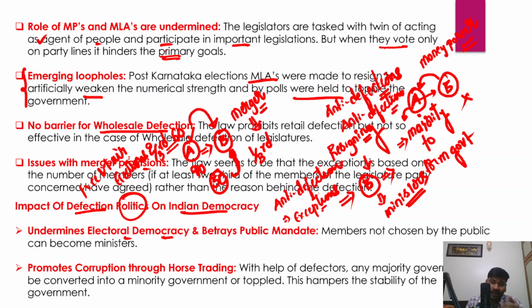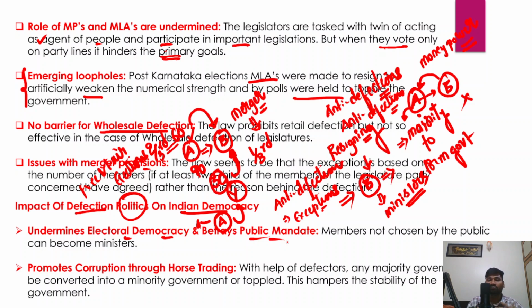It also undermines the trust and goodwill of the people in democratic values or the democratic ethos, and it also betrays the public mandate, because in earlier examples we have understood that a member from one political party Y contested on the party symbol of Y, won the elections and later switched to another political party. So therefore it is a clear betrayal of the public mandate by the candidate.